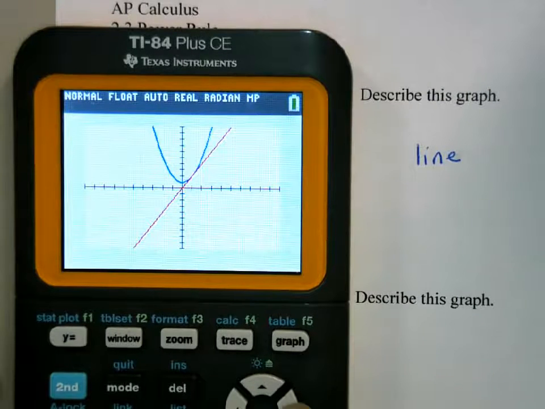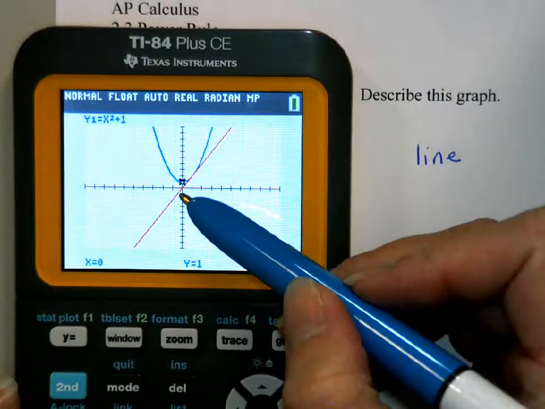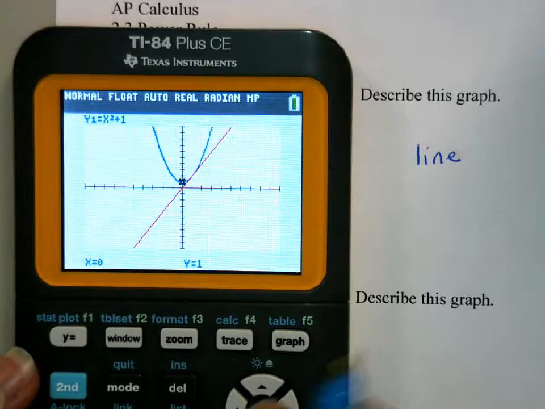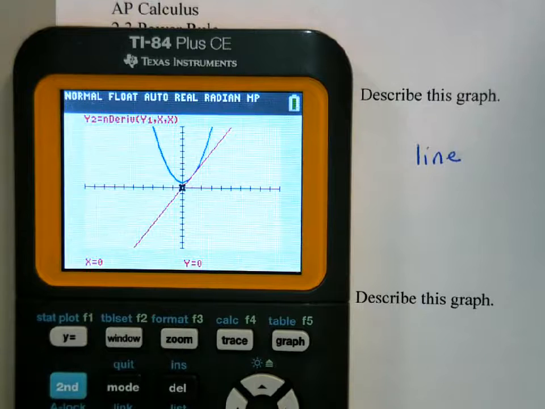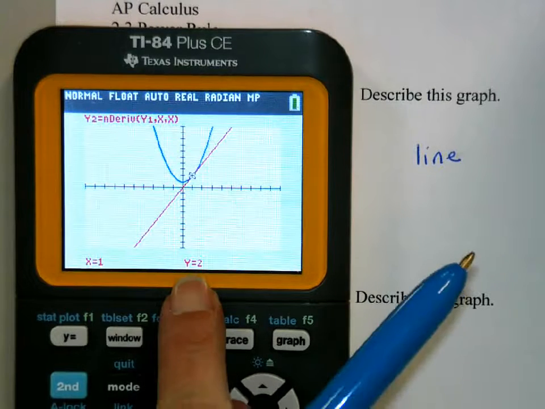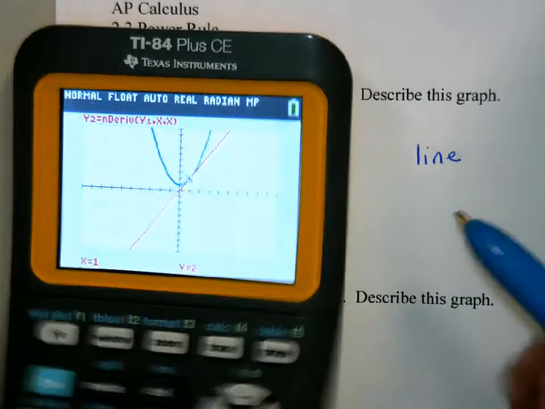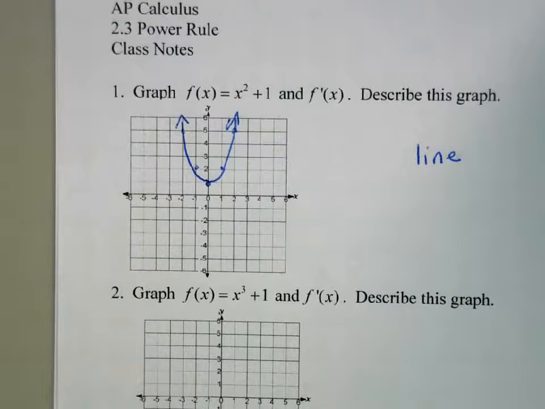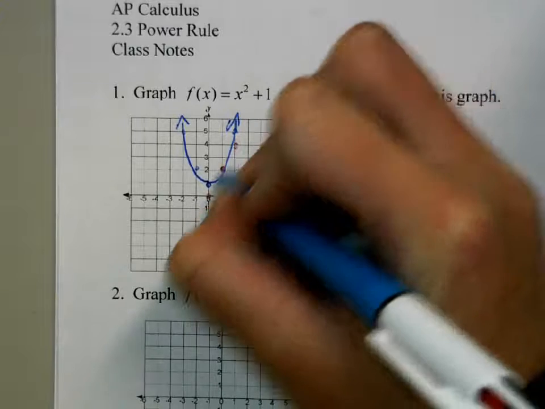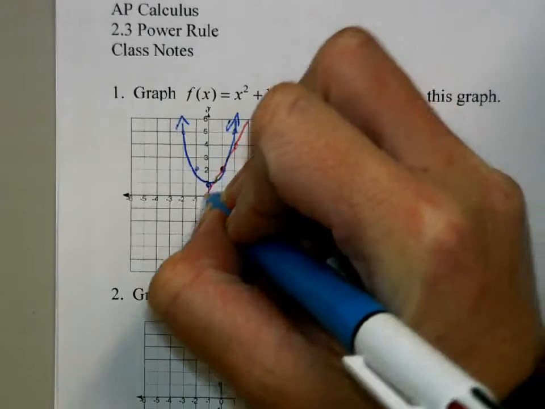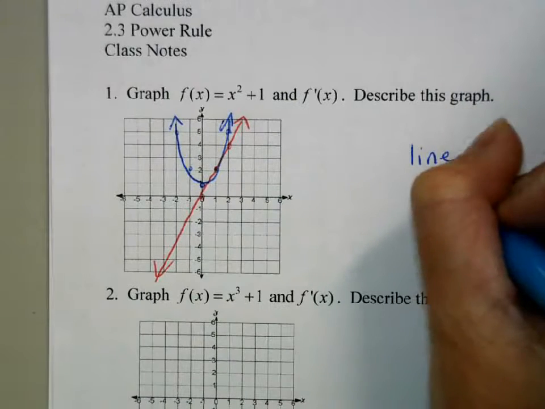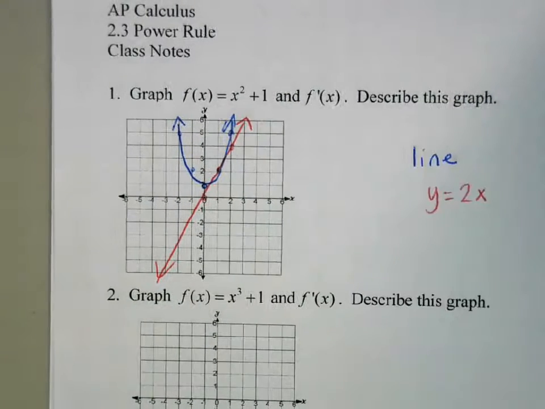What kind of line? If I trace, it's going through 0, 0. So it's some mx with a b of 0. If I trace to, say, 1, I get a y value of 2. So if I have a line that's at 0, 0, then 1 is at 2. Okay, what is the equation of that line? y equals 2x.